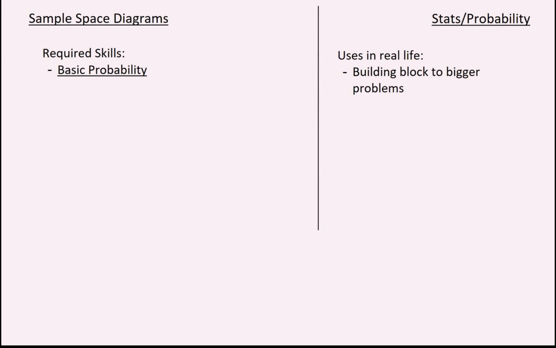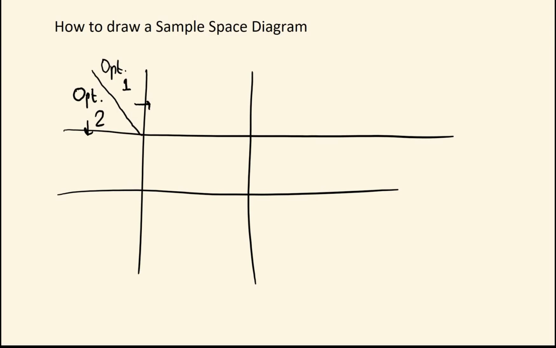Hi, today we're going to take a quick look at sample space diagrams. All these are is a basic tool used to work out probabilities. So let's dive in. With all sample space diagrams, you basically have two options. You have option 1 going on the top and option 2 going down the side.